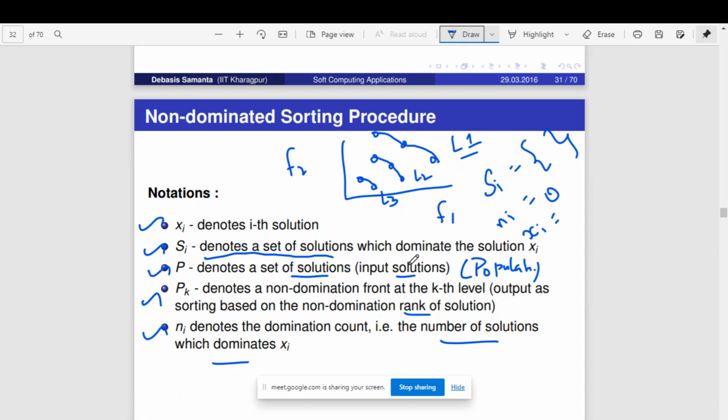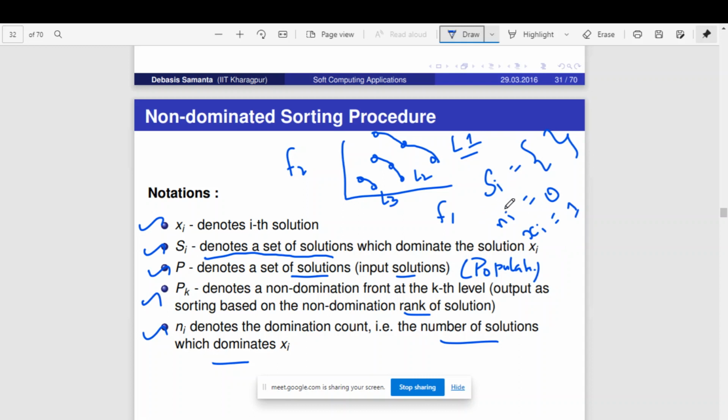Recall rank. No, no. Recall the rank definition. Yesterday we discussed what the definition is. So what is the rank? 1. Nobody dominates Xi. Okay, so rank will be 1. Is it clear?